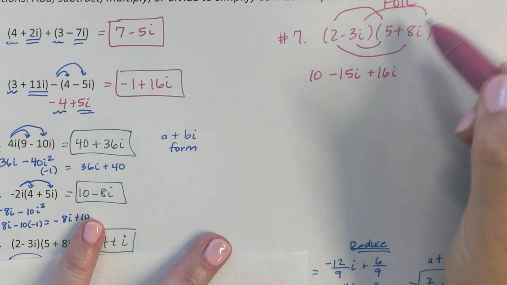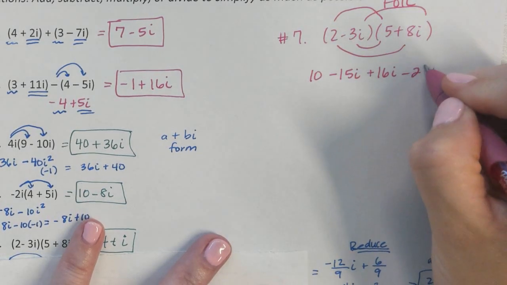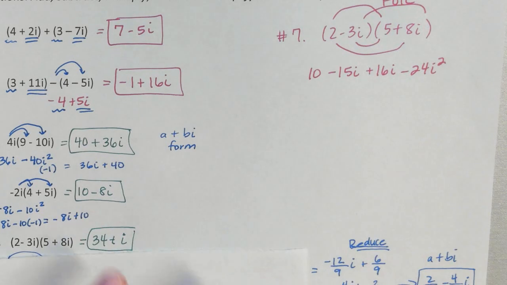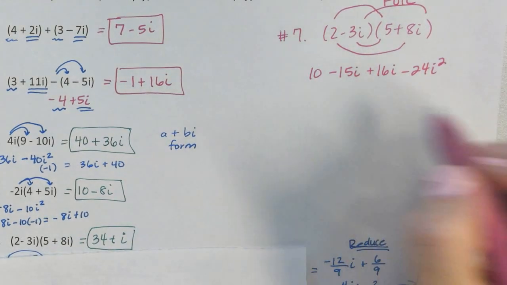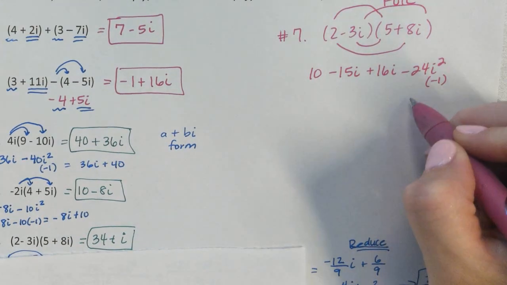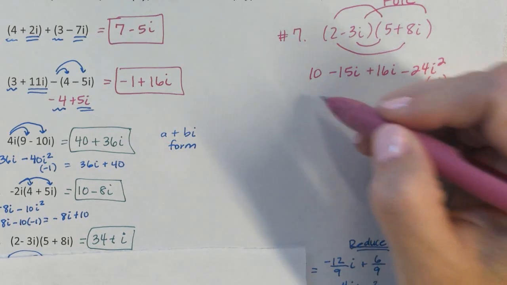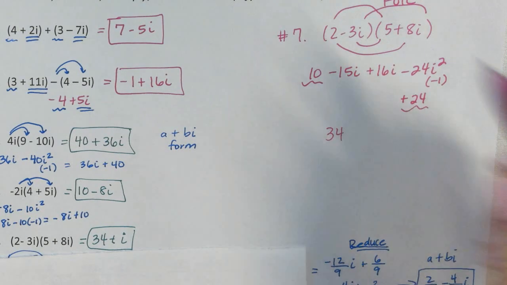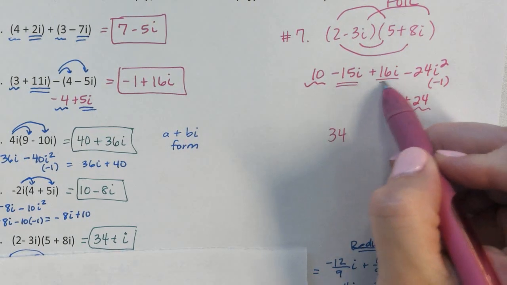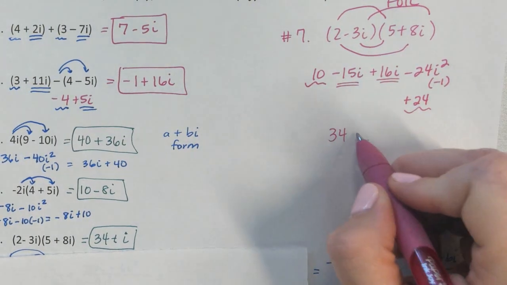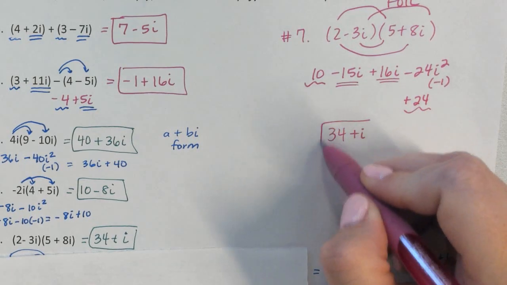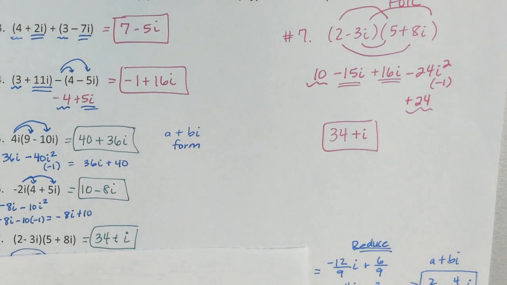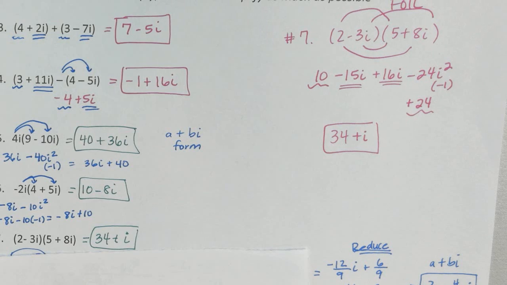And then negative 3 times 8 is negative 24, and then i times i will be i squared. And then, of course, this becomes negative 1, so this becomes plus 24. So 10 plus 24 is how we get the 34. Negative 15i plus 16i is just i. So 34 plus i. How'd that go? Good.